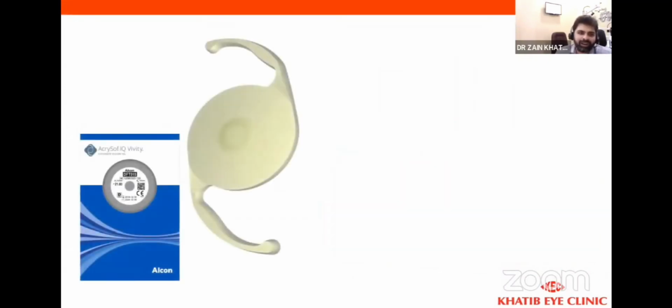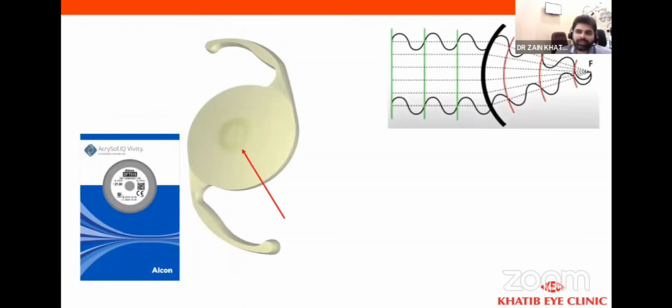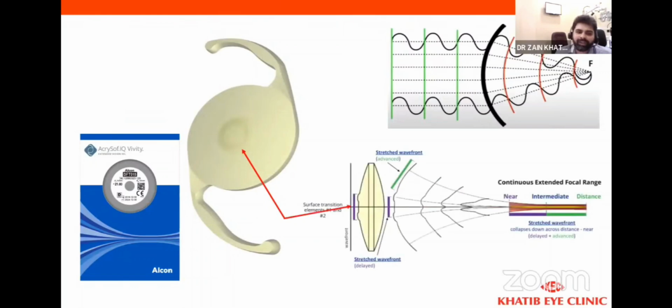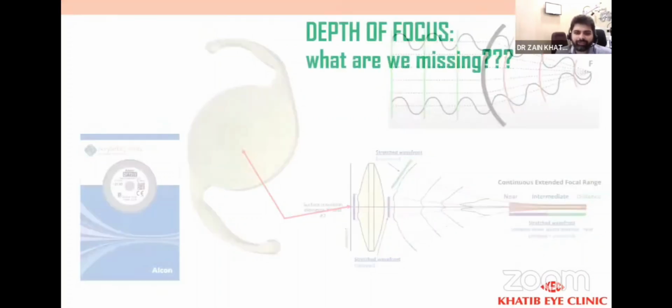We've got another lens called Vivity, which is a non-diffractive lens that uses wavefront shaping technology. This is how a straight wavefront looks. But when you induce this optical element in the center, instead of the rays converging on a single point, they form an extended, stretched kind of wavefront. That's how you get depth of focus.